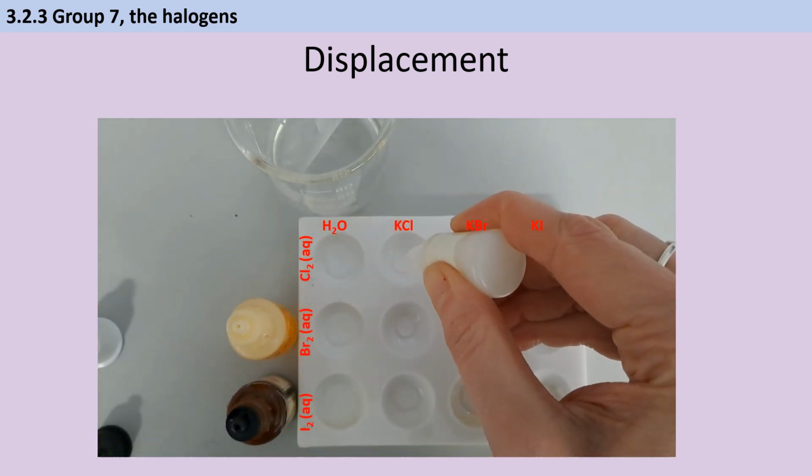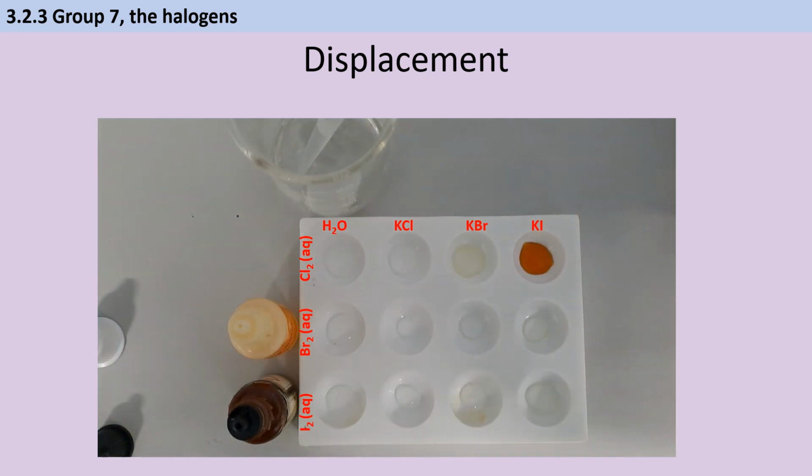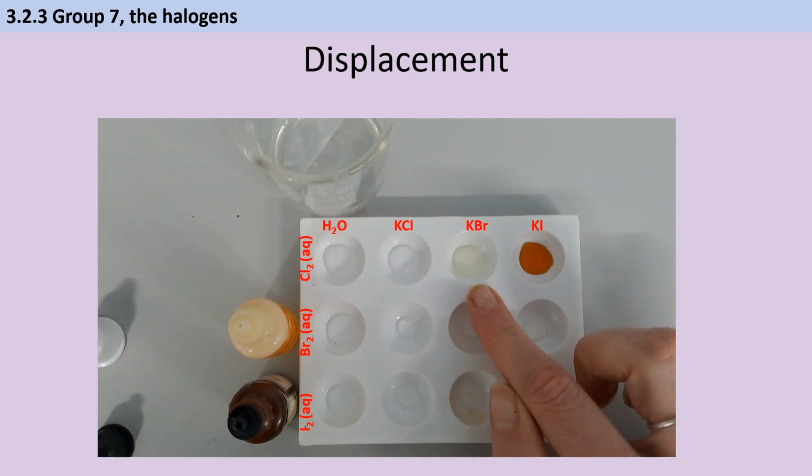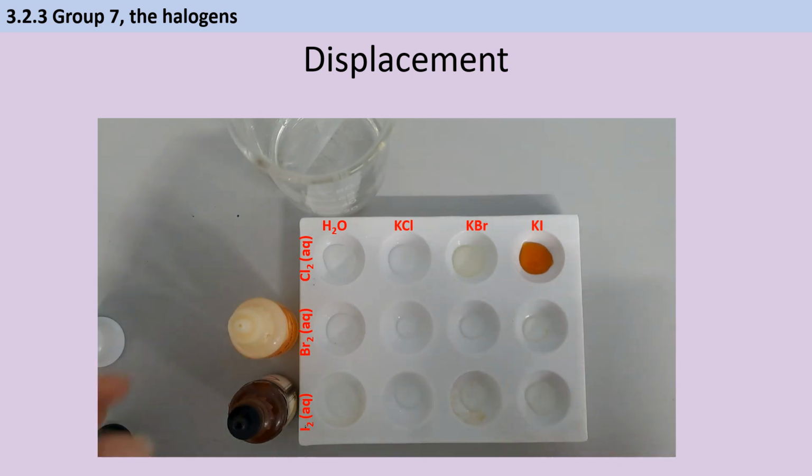And if I put those into that first row, we don't see a lot to start with, but when we get to this third well here that had potassium bromide in it, you can see a slight yellowy colour. And then when we get to the fourth well that had potassium iodide, a much darker colour.